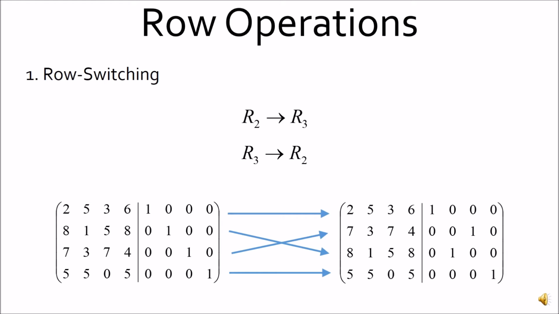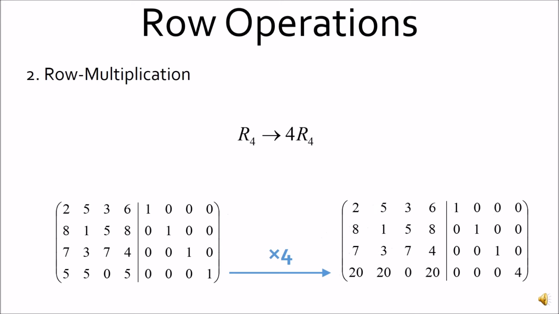So we're restricted to 3 different operations we can carry out, and the first one here is row switching. So I've just given an example here where you switch rows 2 and 3, and it's a very simple operation. You just have to swap every element of the row with the other row you're swapping. The second one is row multiplication, and that's where you take a row and you multiply every element in that row by a constant number.